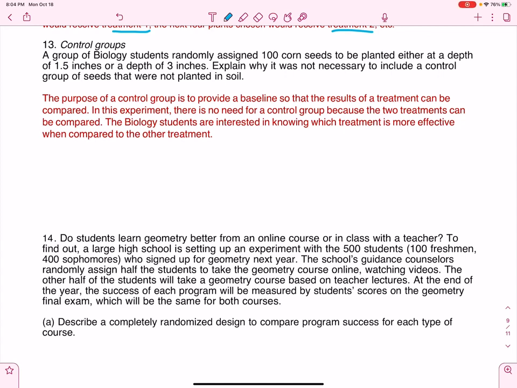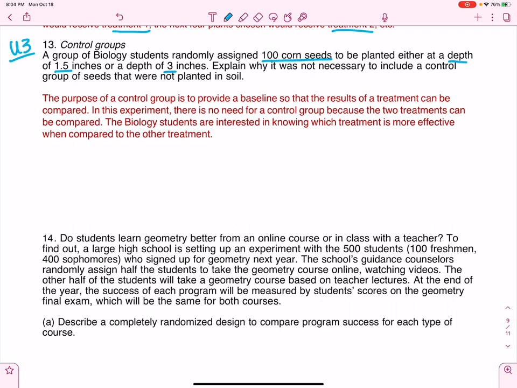AP Statistics. In this video, we are still in Unit 3 looking at our notes, and we are going to continue with example 13. So we have a group of biology students randomly assigned 100 corn seeds. They are planted at a depth of 1.5 inches or 3 inches. Explain why it is not necessary to include a control group of seeds that were not planted in the soil.